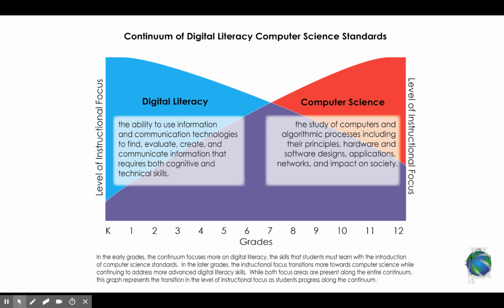And of course, we have the definitions here. Digital literacy: the ability to use information and communication technologies to find, evaluate, create, and communicate information that requires both cognitive and technical skills. And then computer science: the study of computers and algorithmic processes, including their principles, hardware and software designs, applications, networks, and their impact on society.